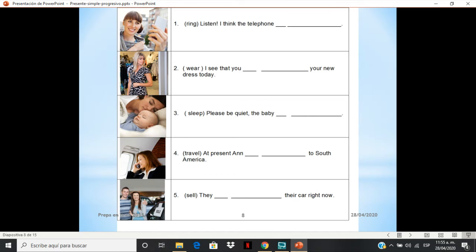Right? So listen, I think the telephone. What about number 2? There is a woman, it looks like she has a new dress. So you say, I see that your new dress today. What about this baby? There is a baby and the mother is there. So please be quiet, the baby.